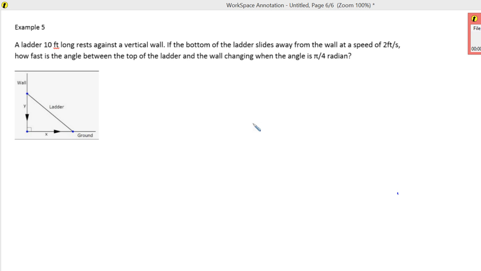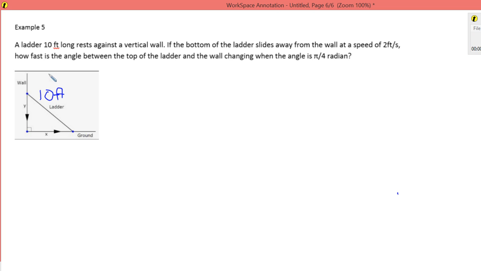Welcome to example 5. This is another example of a ladder leaning against the wall, but this time we're asked for different quantities. So let's once again evaluate what we have. This time we're told that the ladder is 10 feet, and that it's being pulled away from the wall at 2 feet per second. And we're trying to find how fast the angle between the top of the wall and the ladder is changing when the angle is pi over 4.